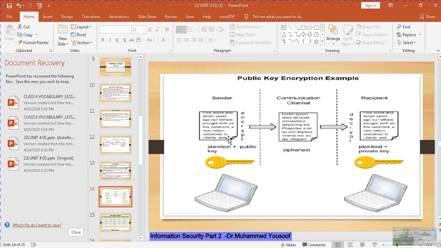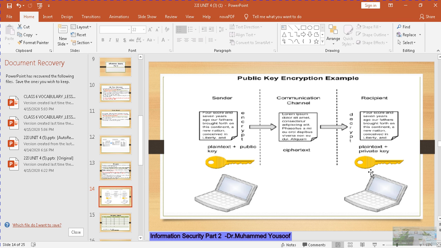So you see that when the sender is sending the data, before that it gets encrypted, and encryption means the information comes to this format. It is called ciphertext format, and it is not easy for anybody to understand what information is being sent, because it has been encoded. Once it is received by the recipient, it has to be decoded. You know what is decoded? Again, there is a key: plain text plus a private key.